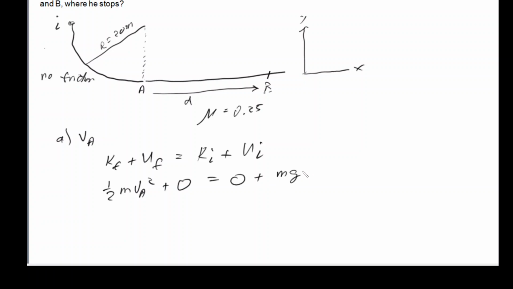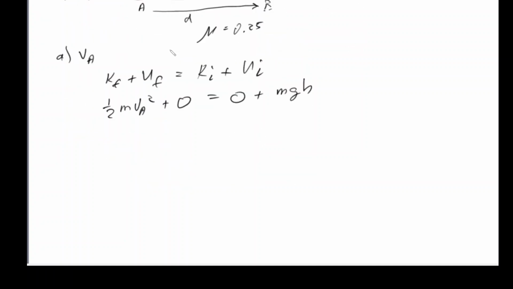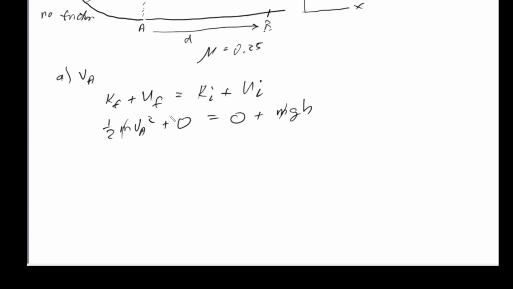mg times height. And in this case, the height is equal to the radius. So we can cross out the masses, and we end up with VA squared is equal to 2 times the height times g. VA squared is equal to 2 times 20 times 9.8.